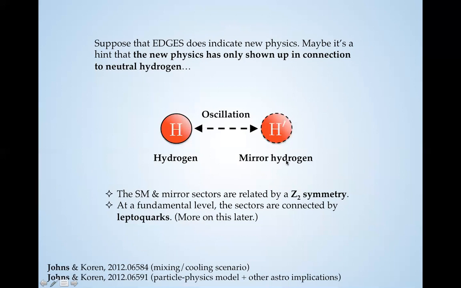So I've been working on this with Seth Koren, who's a postdoc at Chicago. We've been thinking about a different kind of BSM scenario that we believe can achieve the same effect of cooling the hydrogen gas prior to cosmic dawn, and therefore might explain the EDGES anomaly. And one of our guiding intuitions is that, suppose EDGES does indicate new physics. We're thinking maybe it should be taken as a hint that the new physics has thus far only shown up in connection to neutral hydrogen. And one of the things that's special about neutral hydrogen is that it's neutral.